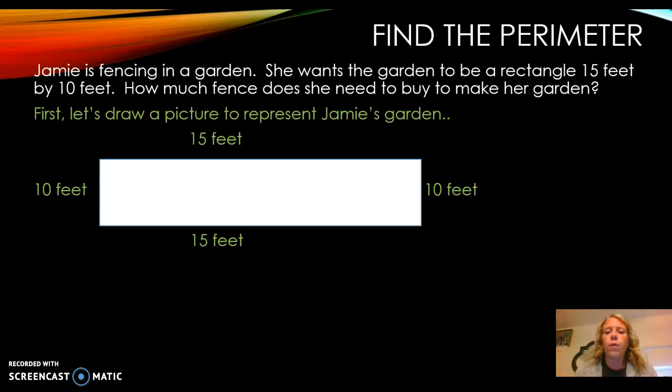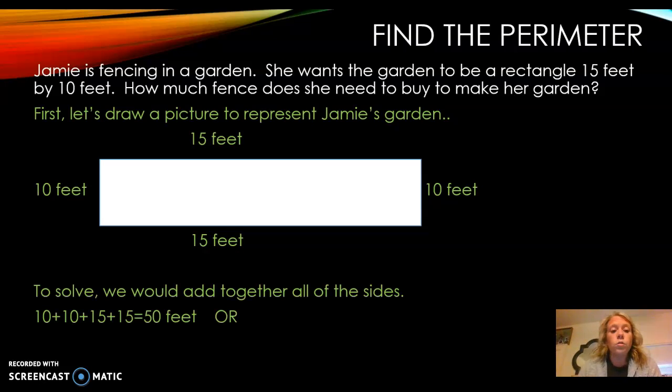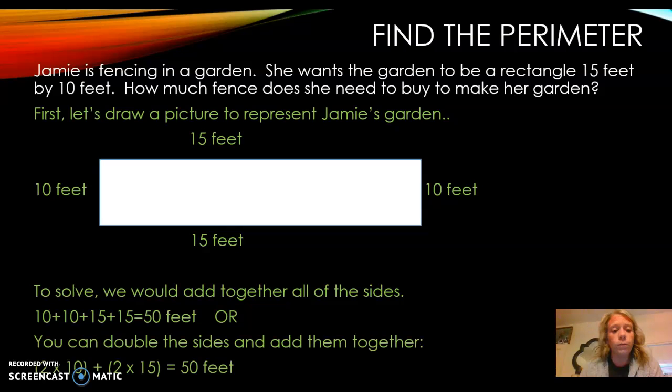So first, let's draw a picture to represent Jamie's garden. Here's my rectangle, and I have it labeled 15 feet by 10 feet. To solve, we would add together all of the sides. 10 plus 10 plus 15 plus 15 equals 50 feet, or you can double the sides and add them together. So since there are two sides, each equal 10 feet, and two sides that each equal 15 feet, you can, in parentheses, solve 2 times 10, and then 2 times 15, and then add those products together to get 50 feet total.